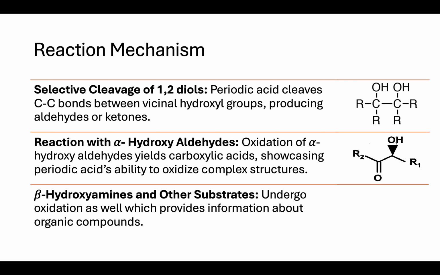Moving on to the reaction mechanism. Depending on the unknown that we have, we would have different reactions, but the mechanisms are quite similar. So for example, for 1,2-diols, here's an example of the structure of a 1,2-diol, there is selective cleavage. What happens? The periodic acid cleaves the C single bond C between the vicinal hydroxyl groups, producing aldehydes or ketones. While the reaction with alpha hydroxyaldehydes, and here's an example of the structure of an alpha hydroxyaldehyde, would yield carboxylic acids. We also have beta hydroxyamines and other substrates that also undergo oxidation and provide us with information about what type of organic compound they are.